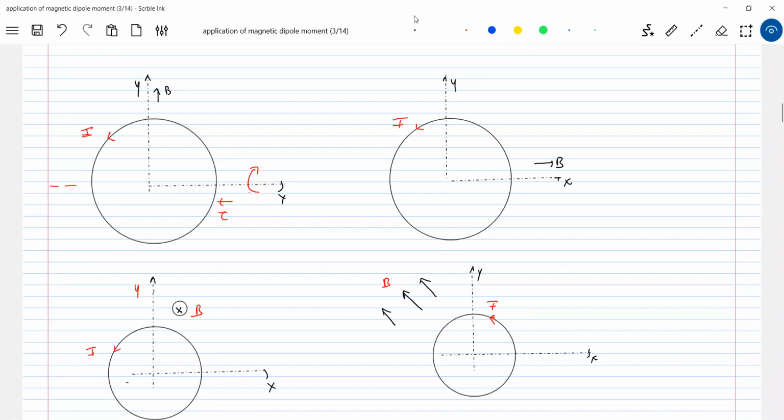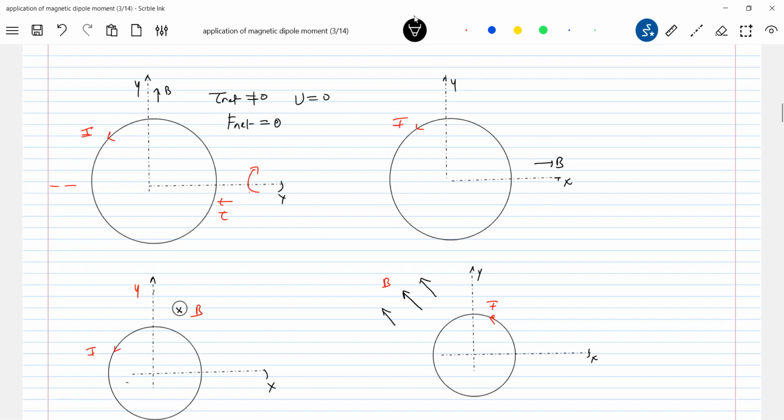Is it a stable or unstable equilibrium? Not stable, not unstable, because what is the net torque? Non-zero. What about net force? Net force will be zero. What about the potential energy of the system? What is the angle between M bar and B bar? 90 degrees. Potential energy will be zero. Potential energy zero doesn't mean that it is any equilibrium.